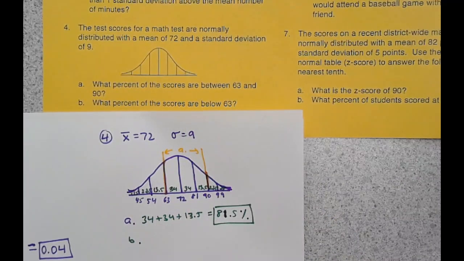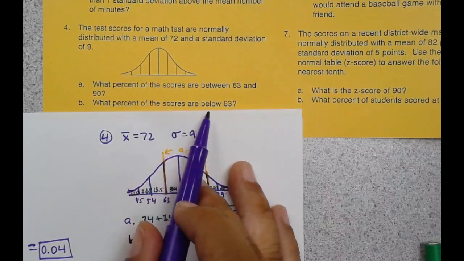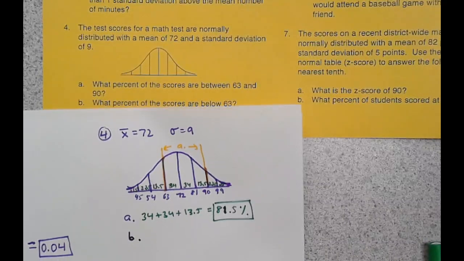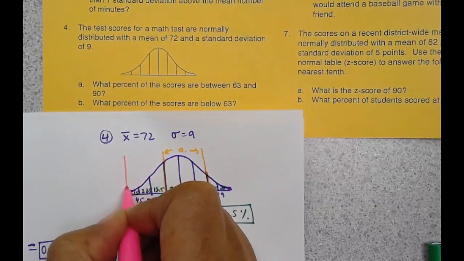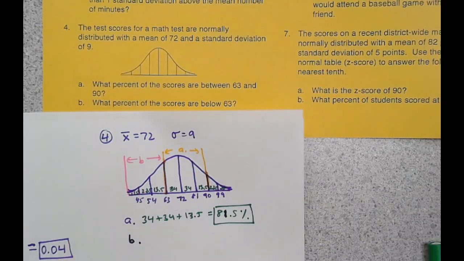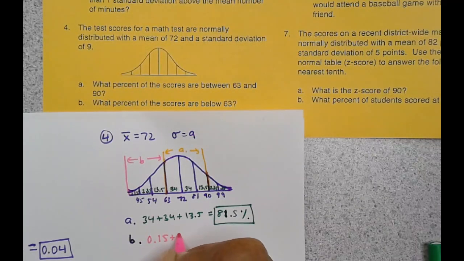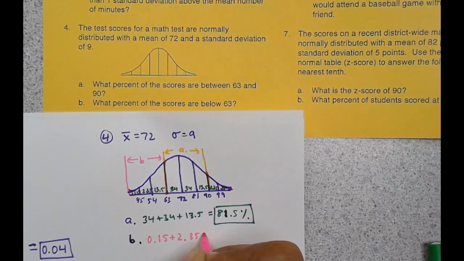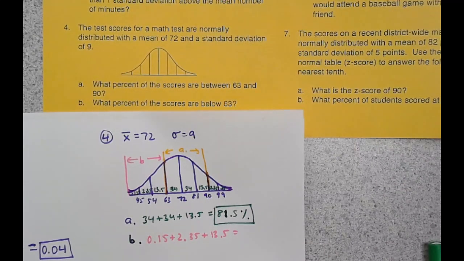For part B, it's asking us to find the values below 63. So below 63 is talking about here all the way to the end. So this is part B, from here to here, this whole part. For part B, the part that we're adding up is the 0.15, the 2.35, and the 13.5. So let's add that together. And we get a total of 16%.